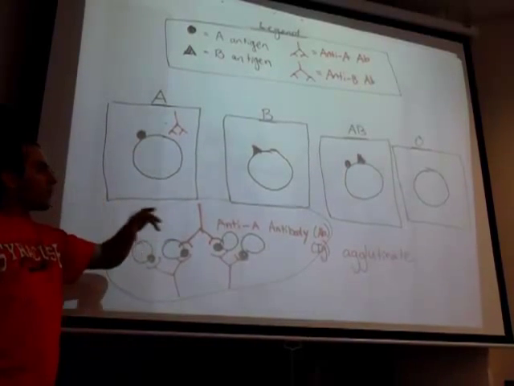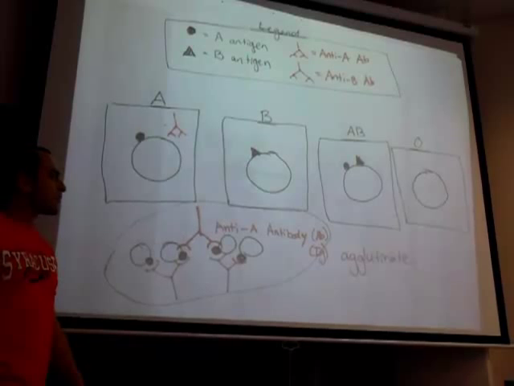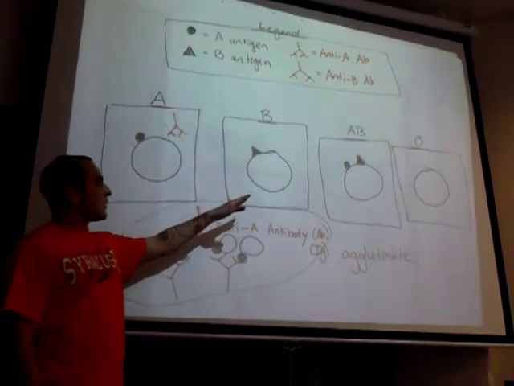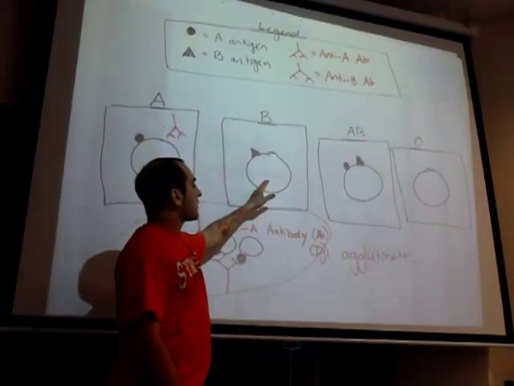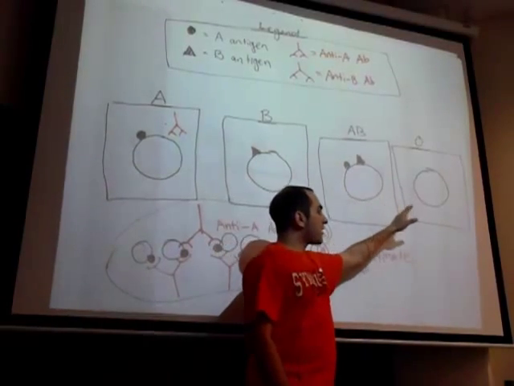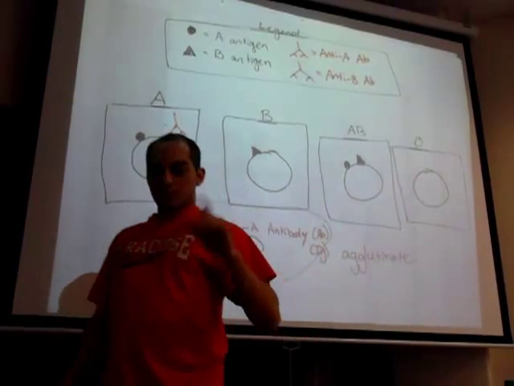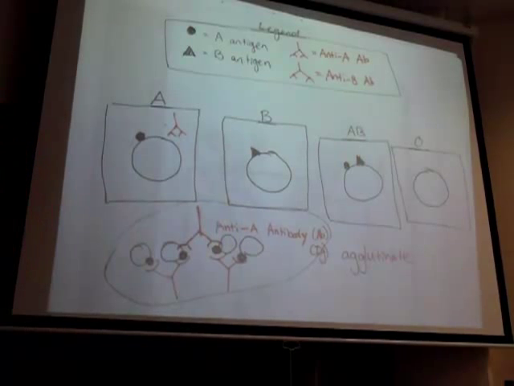So I want you guys to discuss with each other right now. It'll take a few minutes. The task is to figure out what antibodies are going to be in B, AB, and O. So discuss it with the person next to you. Take a minute or two and think about it.